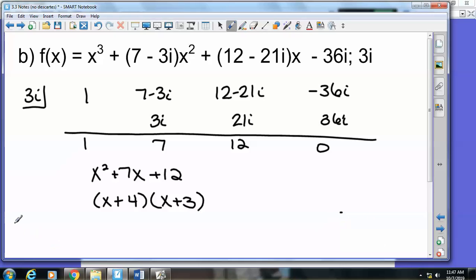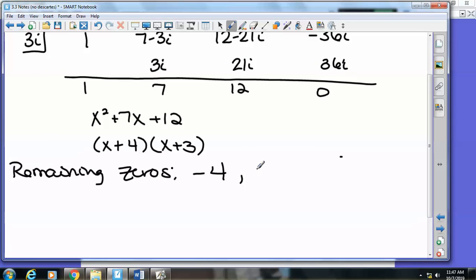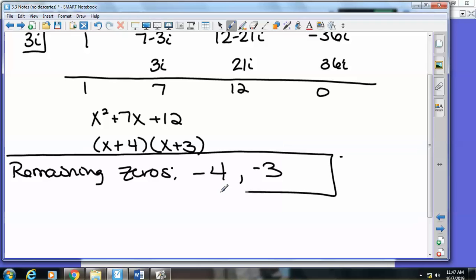The directions were to give me the remaining zeros. It's an x cubed, so I should have 3 zeros. I gave you the first one. You're telling me the other 2. So what would make x plus 4 equal 0? -4. What makes x plus 3 equal 0? -3. So those are my remaining zeros.